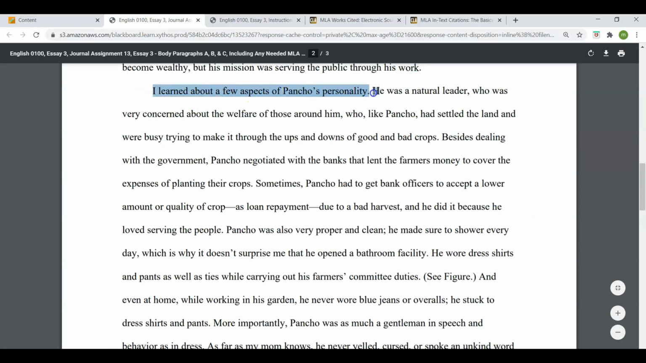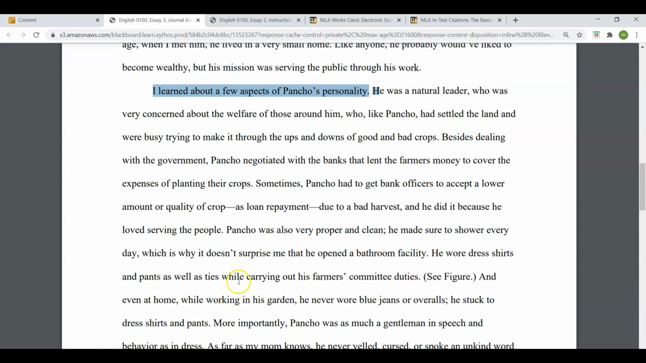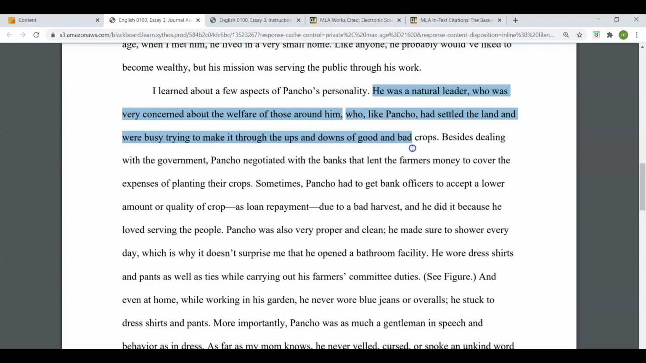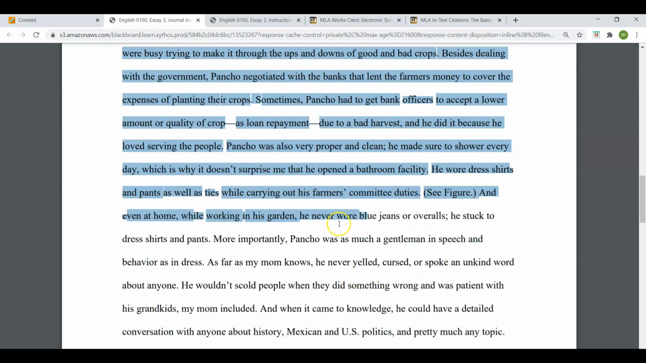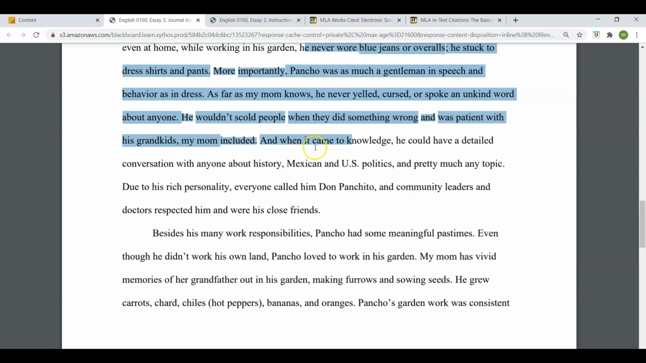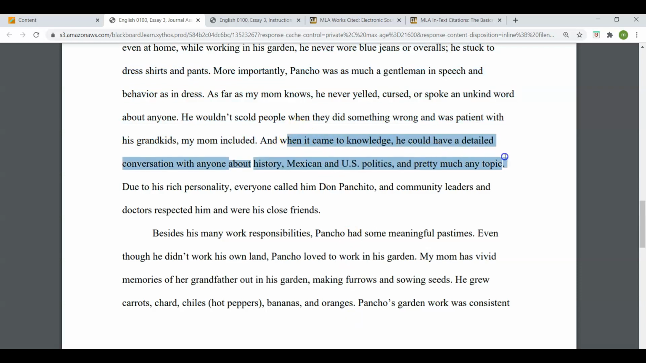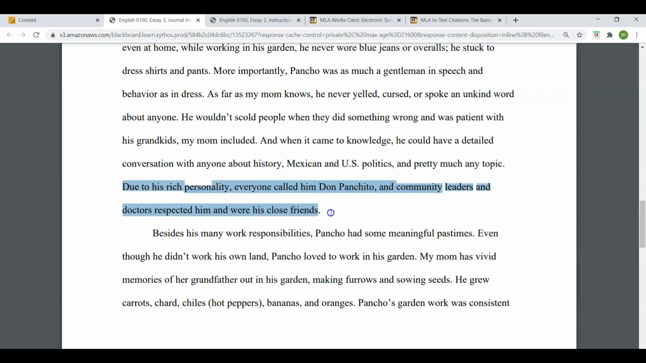So here's body paragraph B. Notice how short the sentence is. I learned about a few aspects of Pancho's personality. So this is my paragraph about my great-grandfather Pancho's personality, okay? These right here are the sentences, 6 or more sentences about his personality, details about that. And then here is my closing sentence. Due to his rich personality, everyone called him Don Panchito, and community leaders and doctors respected him and were his close friends. So there's the word, personality, right?